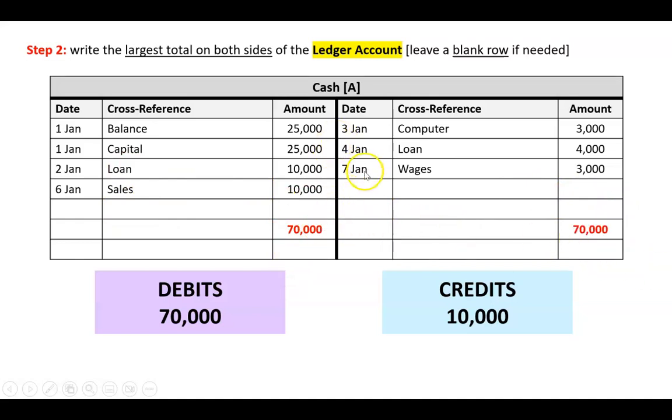Now, I also got to put that on the same line on the other side. It's really important. They take marks off in the exam if this is not there. And what that's telling the person reading it is that this side adds up to 70, and this side will add up to 70. It doesn't yet. It only adds up to, what's that? 3, 4, and 3. That's 10,000. So we're missing something here. But that's step 2. Write the largest total on both sides of the ledger.